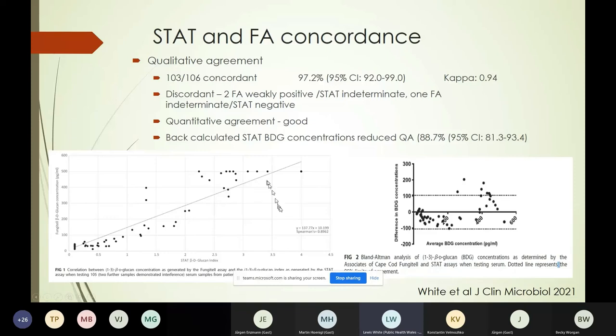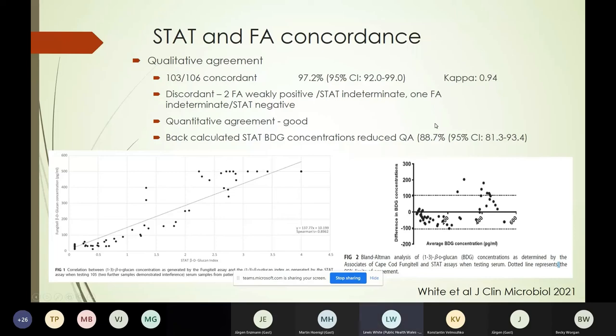And what we then did is we used the line of the curve to back-calculate STAT BDG concentrations. While this indicated, again, very good agreement with minimal bias between the beta-D-glucan concentrations, it overcame the indeterminate problem because all these samples became positive. But I think there were a further 9 samples that were then discordant with the original beta-D-glucan result by Fungitell, and so the overall qualitative agreement actually dropped to 89%.